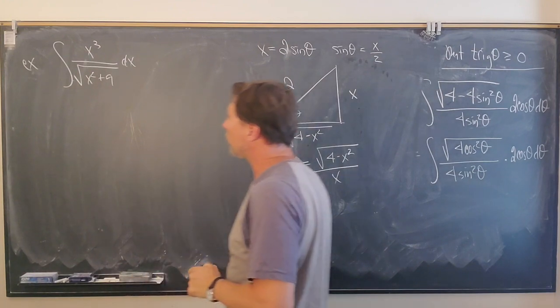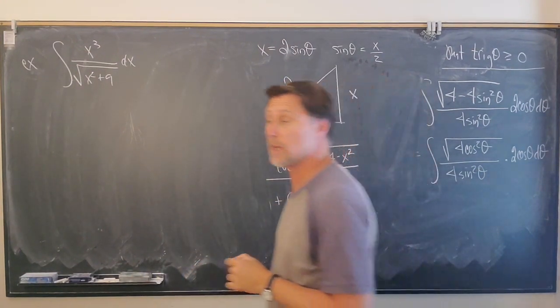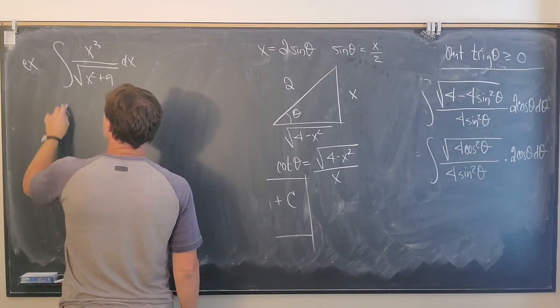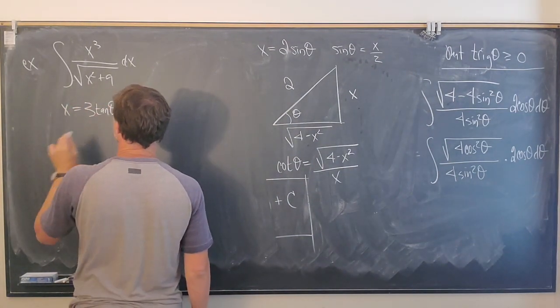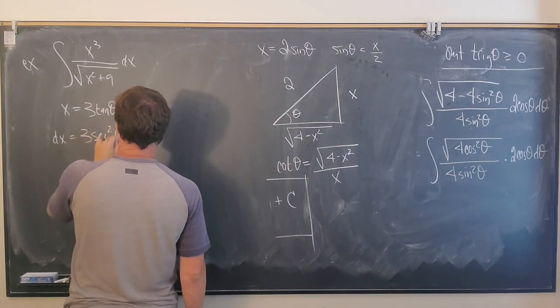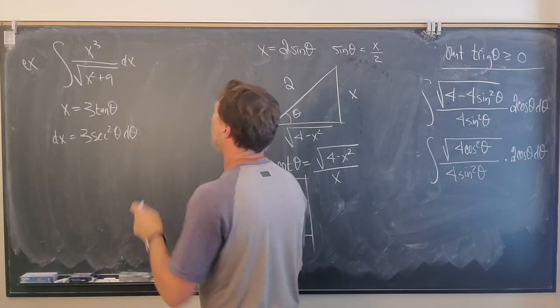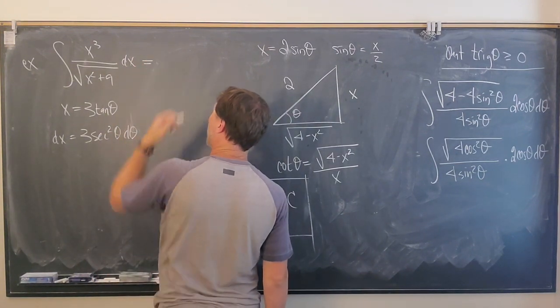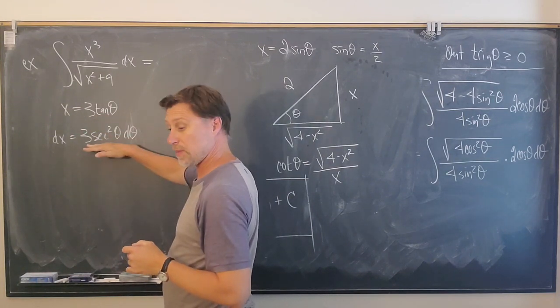So if you take a look at the table, this tells us that we're going to do a tangent substitution. So I'm going to let x equal 3 tangent theta, in which case dx equals 3 secant squared theta d theta. And now let's substitute. Everywhere I see an x, I'm going to replace that with a 3 tangent theta. I'll also replace my dx.